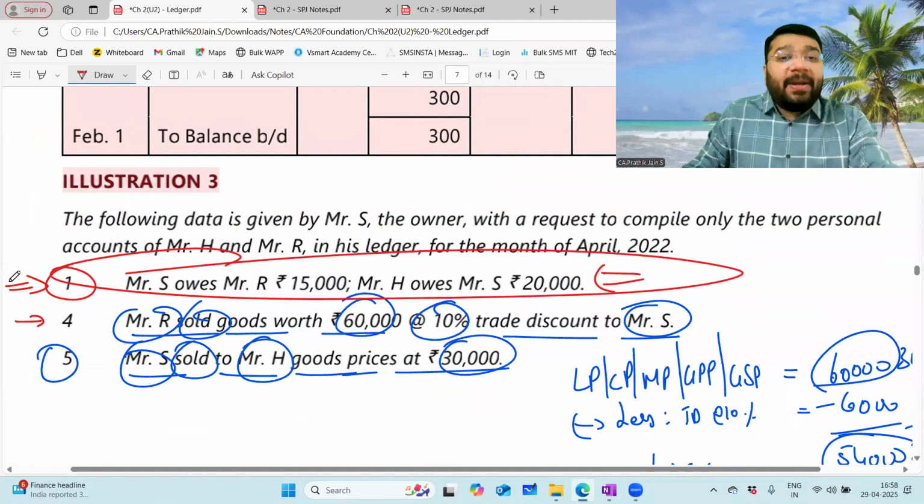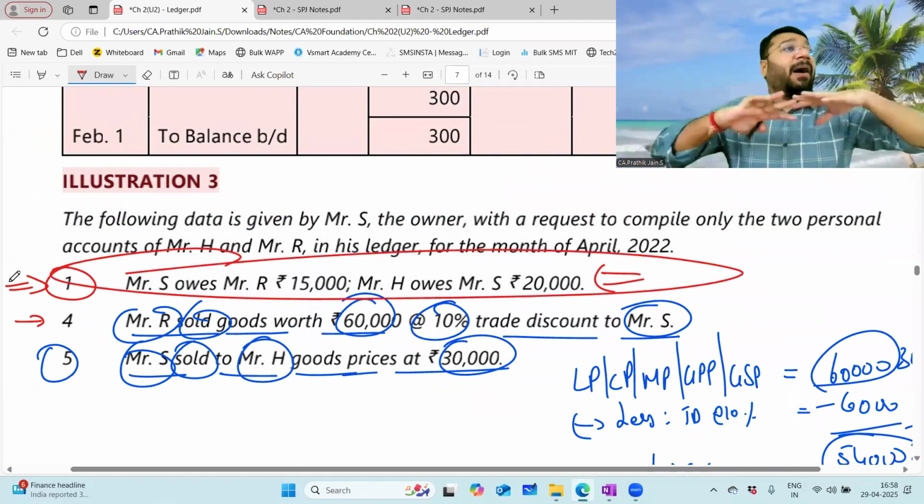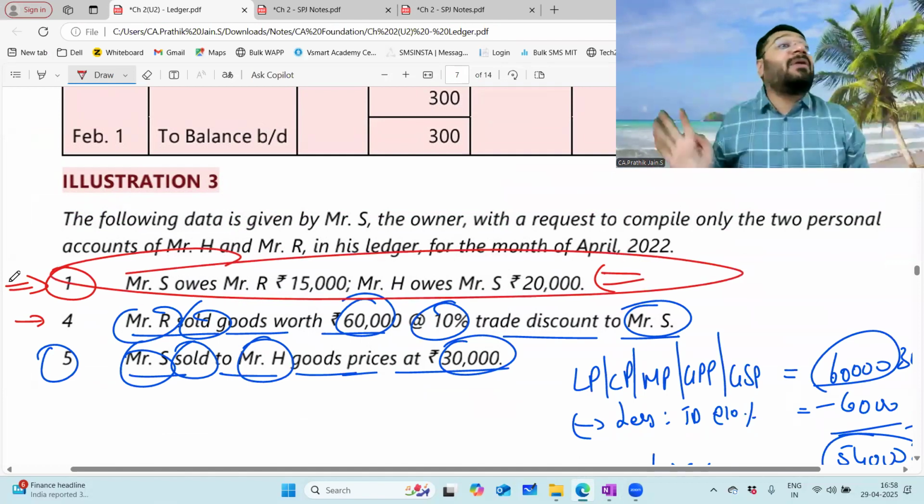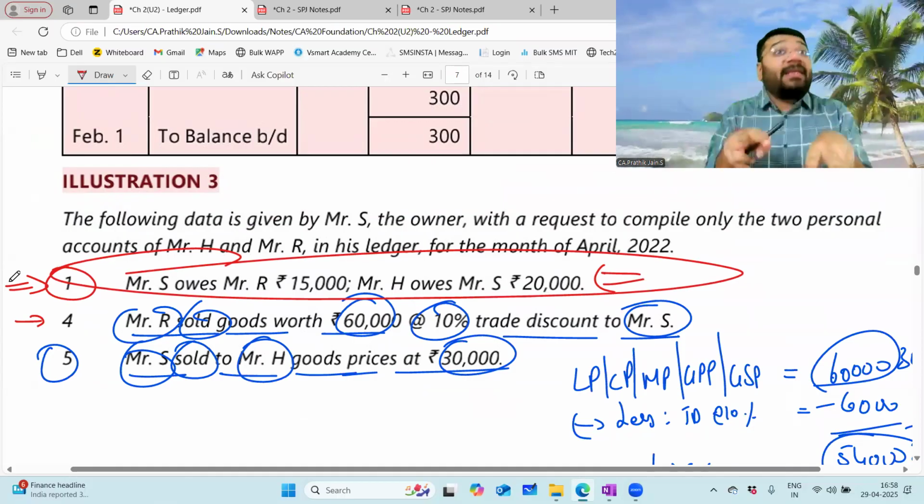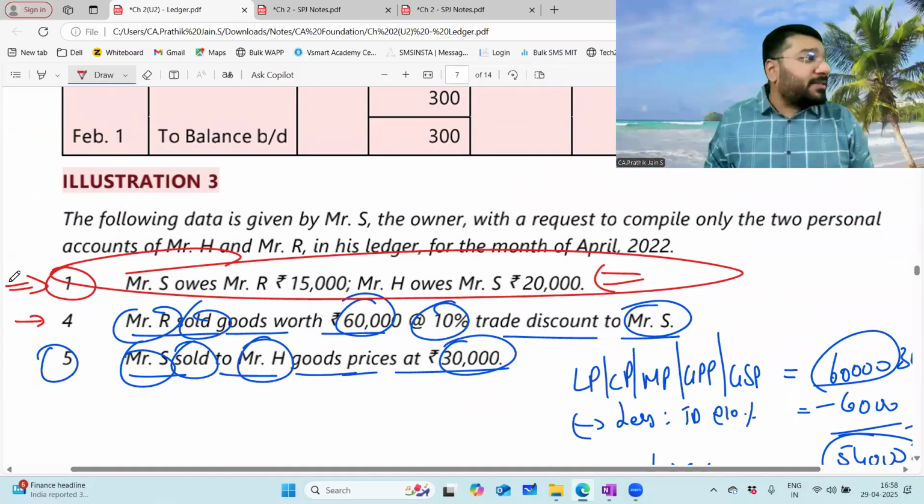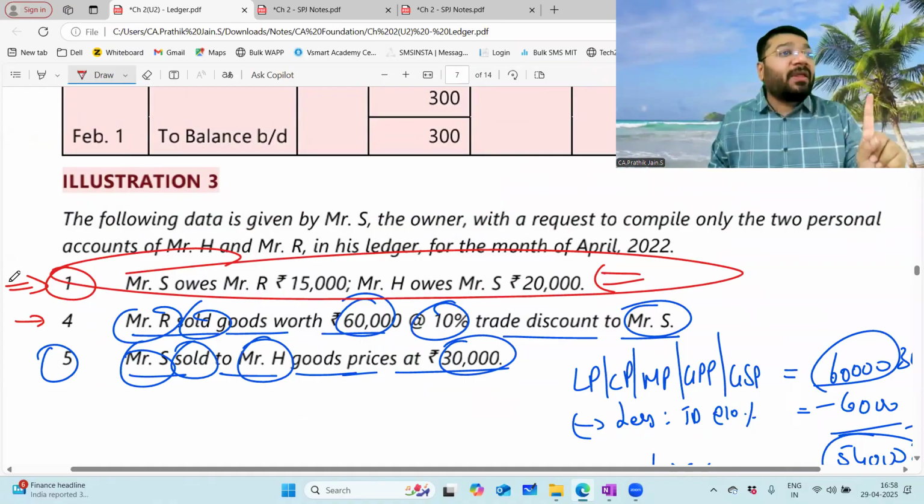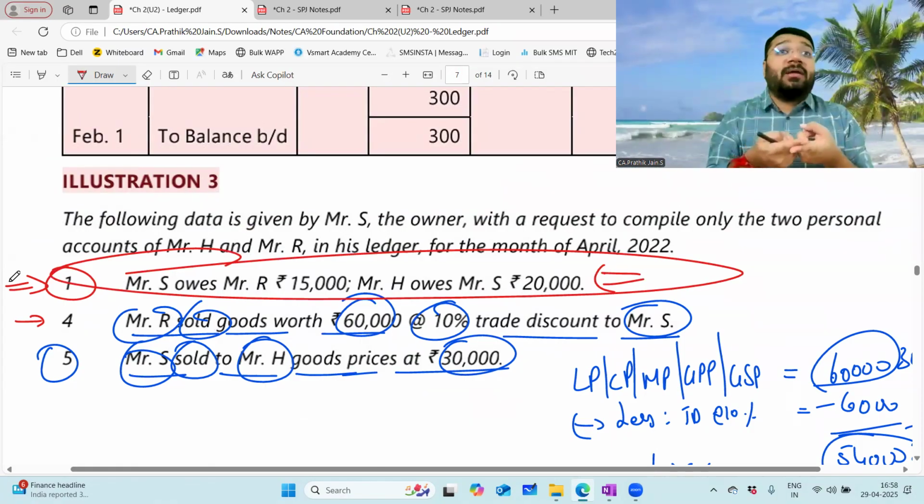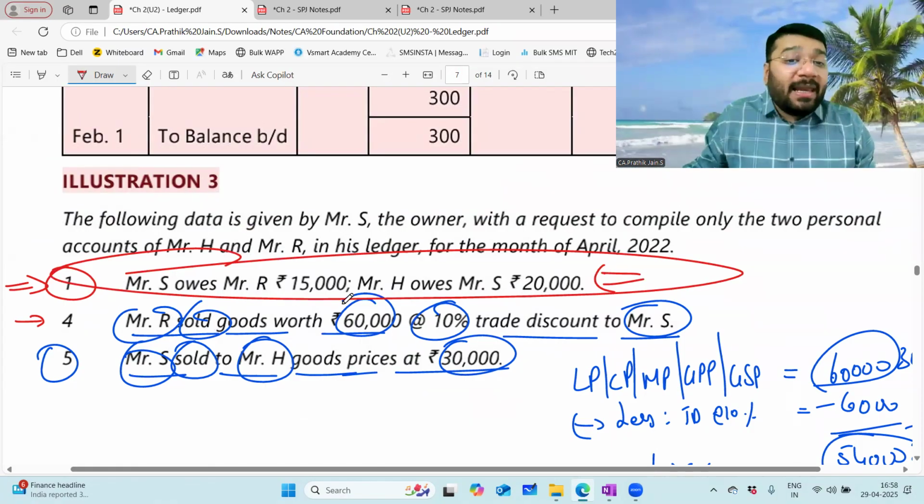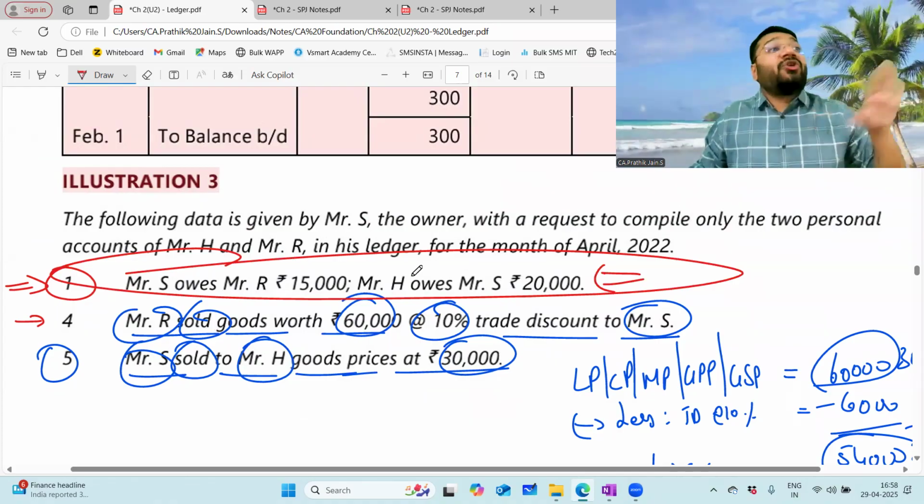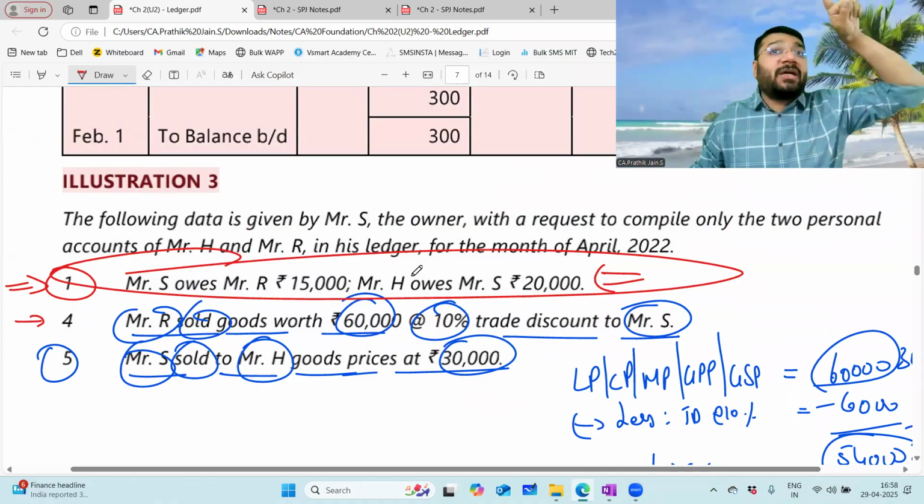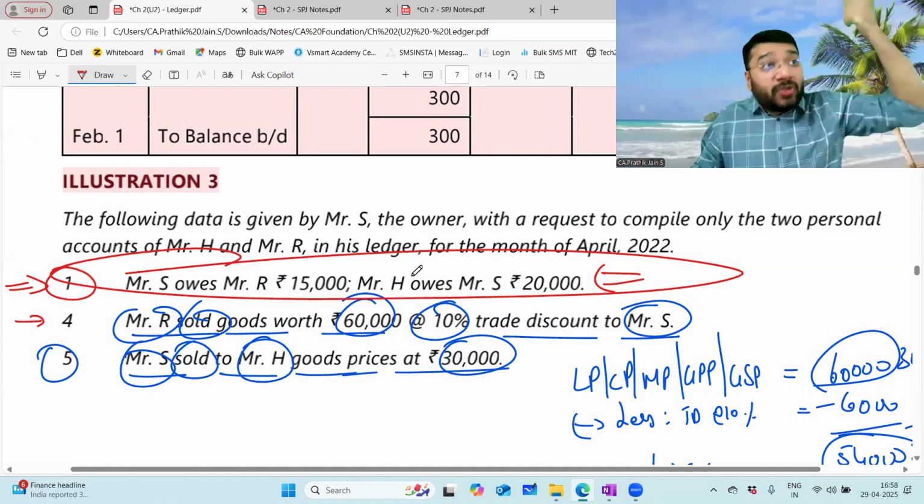This entry would have happened on 1st April, while we pass the opening balance entry for all the assets and liabilities put together. While preparing these two ledgers separately, the opening journal entry will not be passed. It is passed definitely, but for all the assets and liabilities put together. Since they are asking us to prepare only the balance of H and R, I'm presuming that while recording the opening journal entry, this entry is also passed. So again, I'm not recording it here.